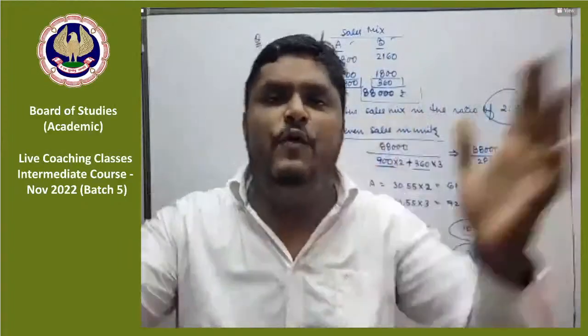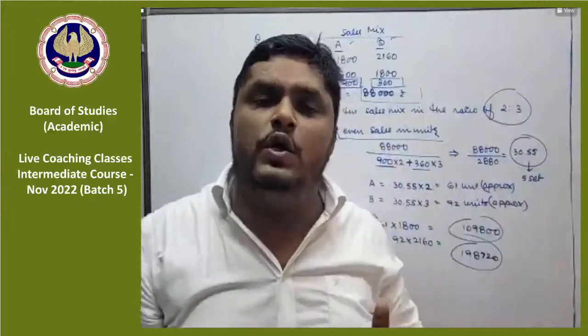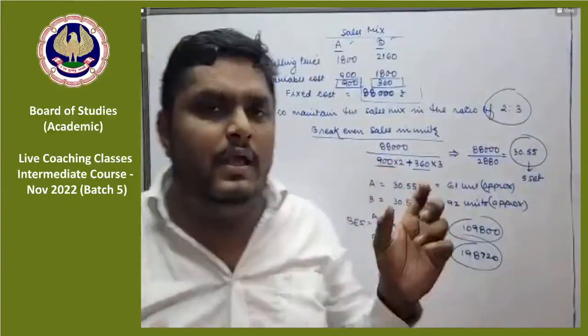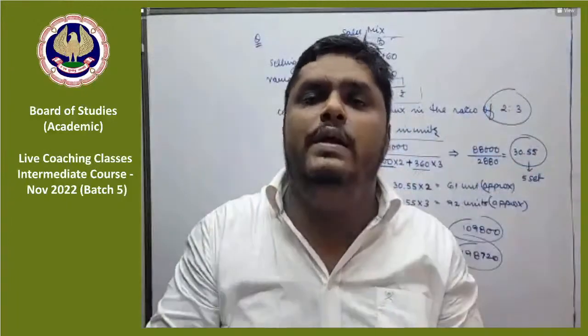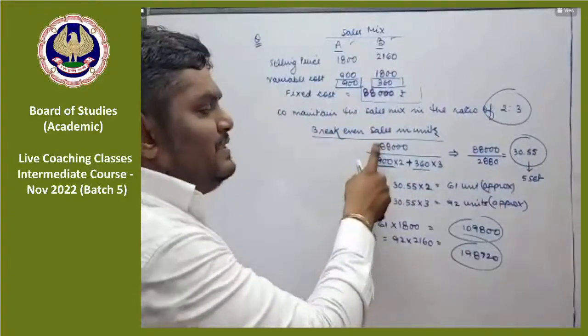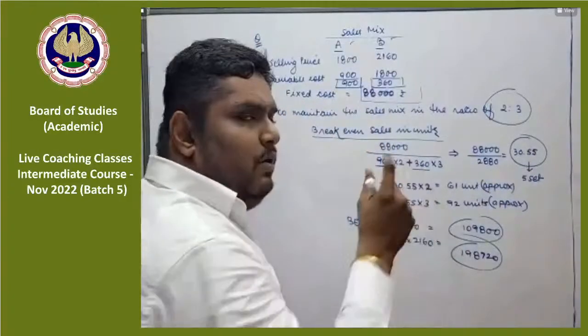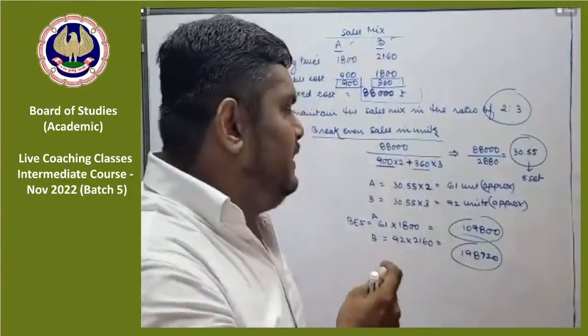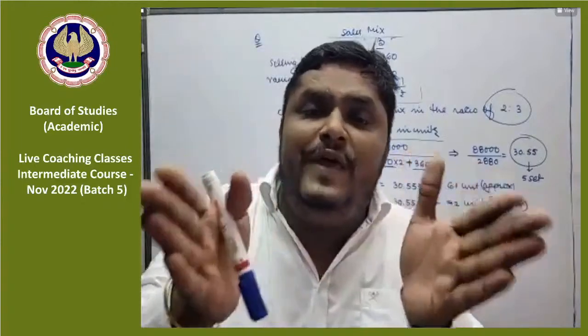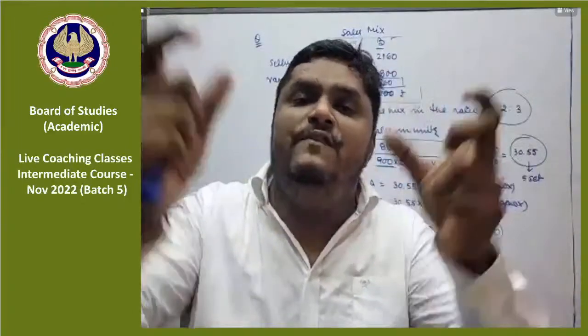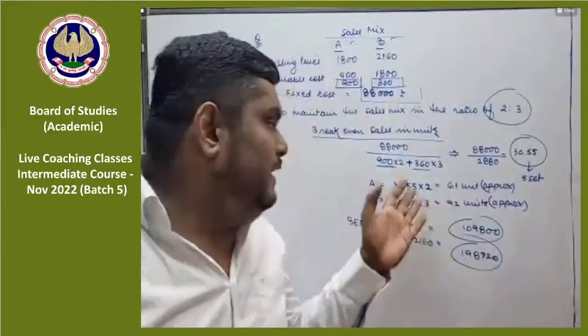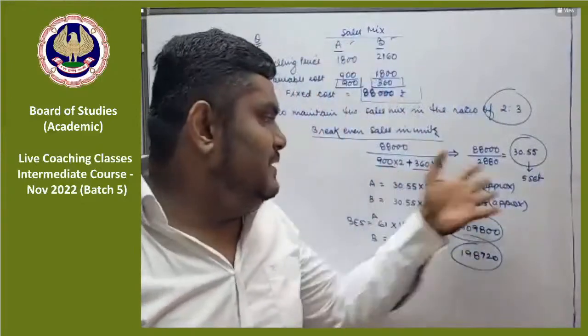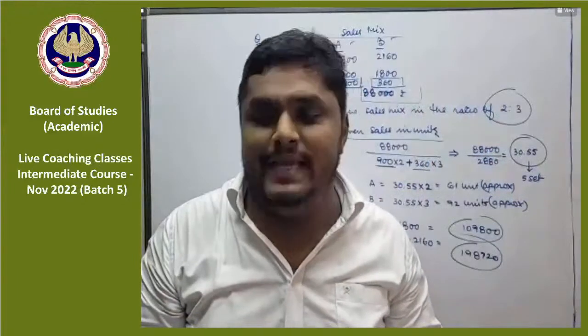So first and foremost point, very simple. If you want to calculate break-even sales in units, we will put the weightage of the quantity also. Herein, the fixed cost divided by contribution per unit plus the weightage of quantity. Since we have given the aggregate weight of 5, this 5 will be multiplied proportionately in product A and B. So this is how the break-even point in units is calculated.